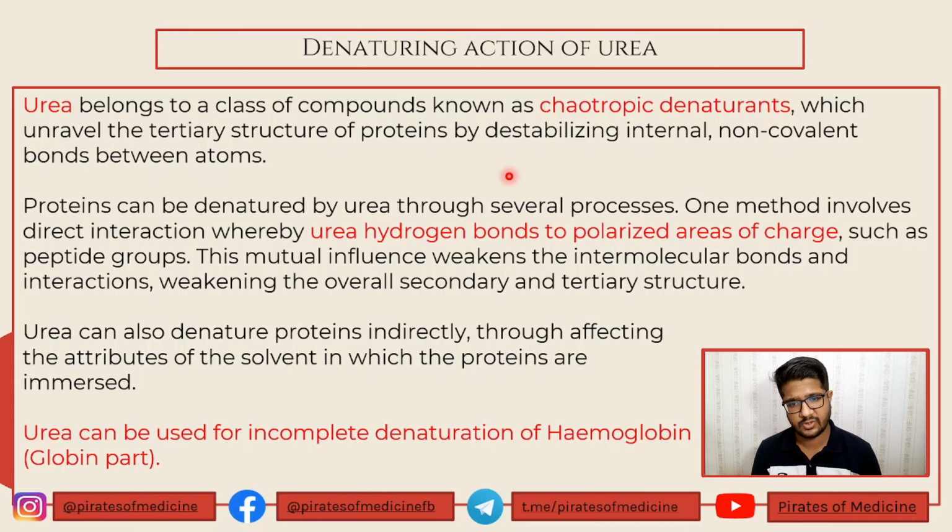There can be various processes. One of those methods is direct interaction, in which urea breaks the hydrogen bonds to polarize areas of charge, and basically urea is used for denaturation of hemoglobin. It can be used, and it is used in laboratories.